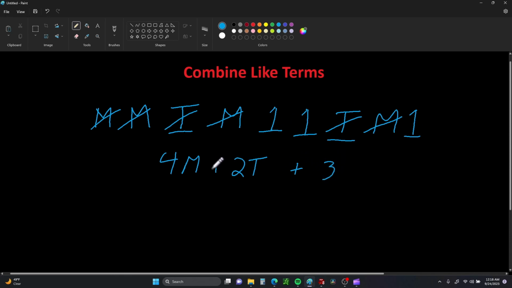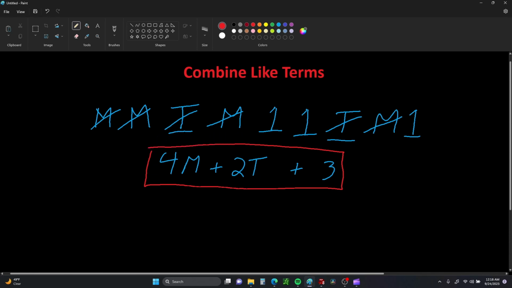And the only thing I can do is put these pluses in between here because I can't add 4 m's and 2 t's and say I have 6 of something. And I can't say I have 2 of these and 3 of these, so I have 5 of something. These 3 things are separate, so they have to stay separate. So as far as combining like terms, that's as far as I can go.